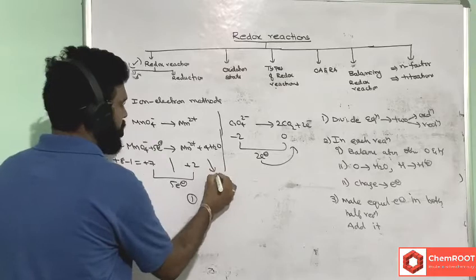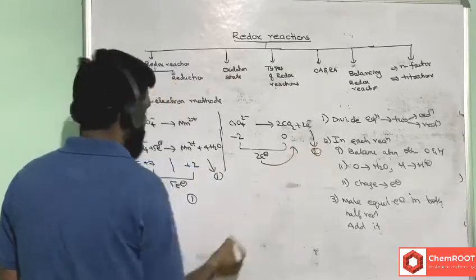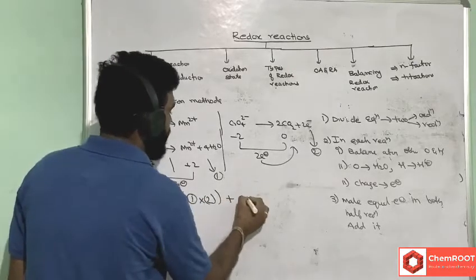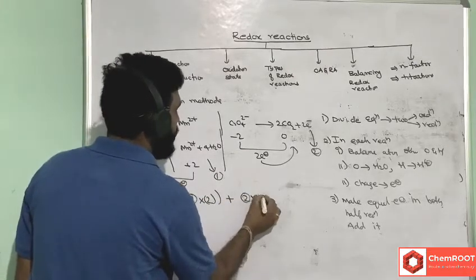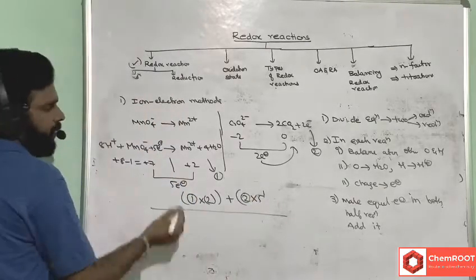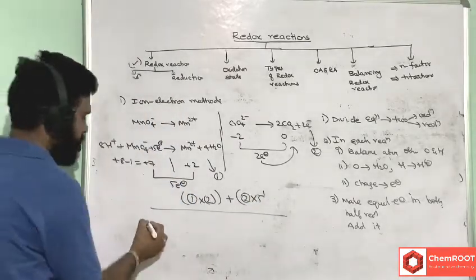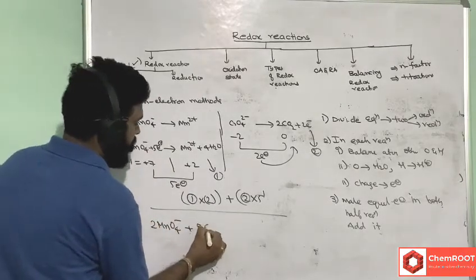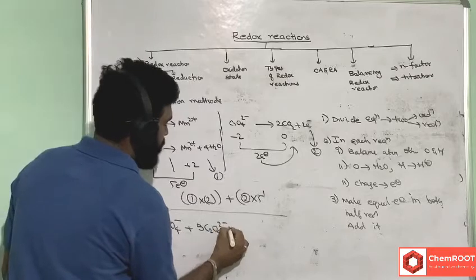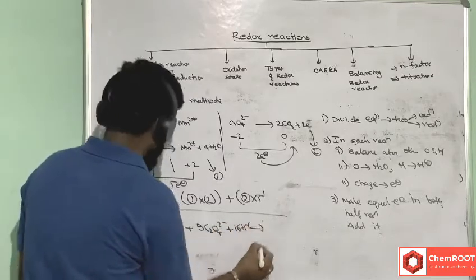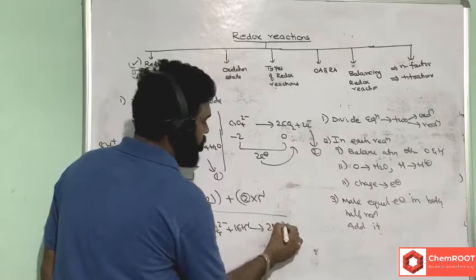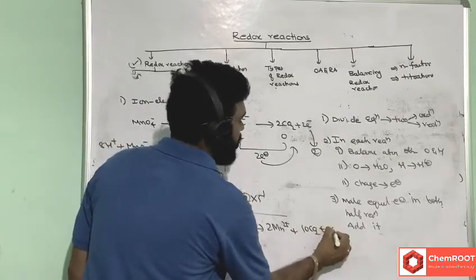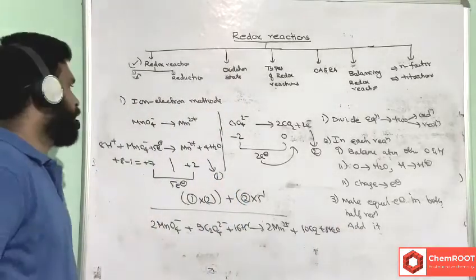This is the first equation. This is the second equation. The first equation we have to multiply by 2, then add to the second equation, which we multiply by 5. Then finally you will get the balanced equation: 2 MnO4 minus plus 5 C2O4 2 minus plus 16 H plus giving rise to 2 Mn2 plus and 10 CO2 and 8 H2O. So this balanced equation again you will get.